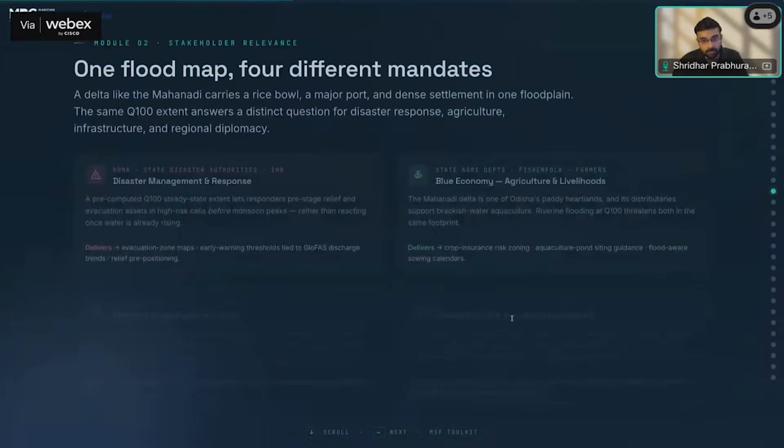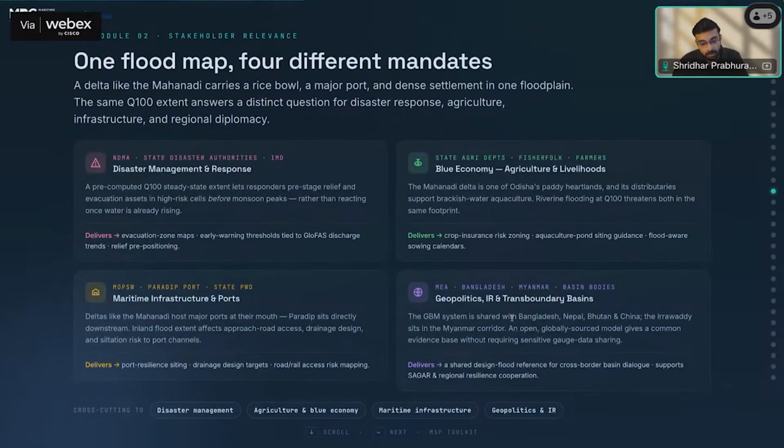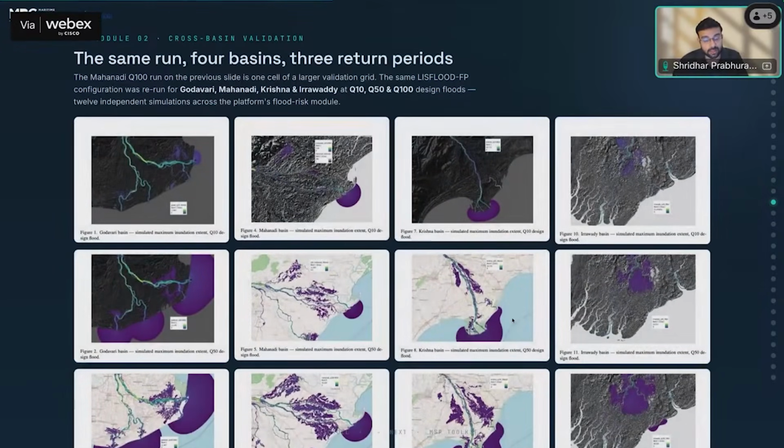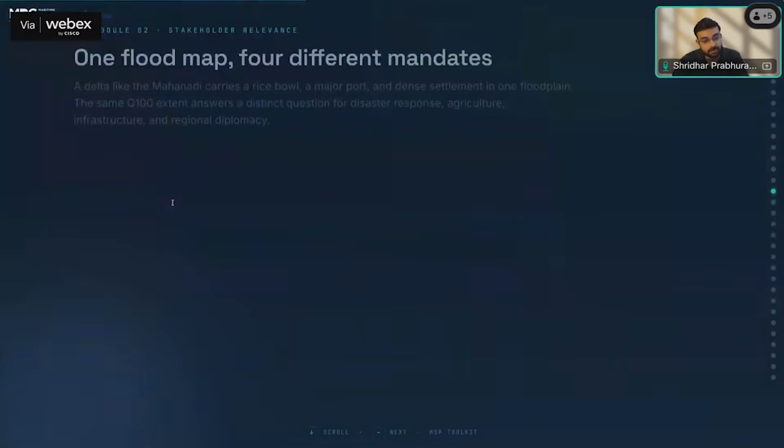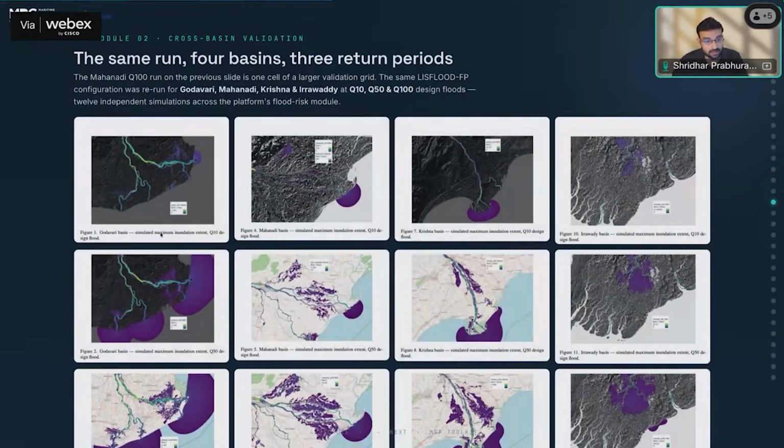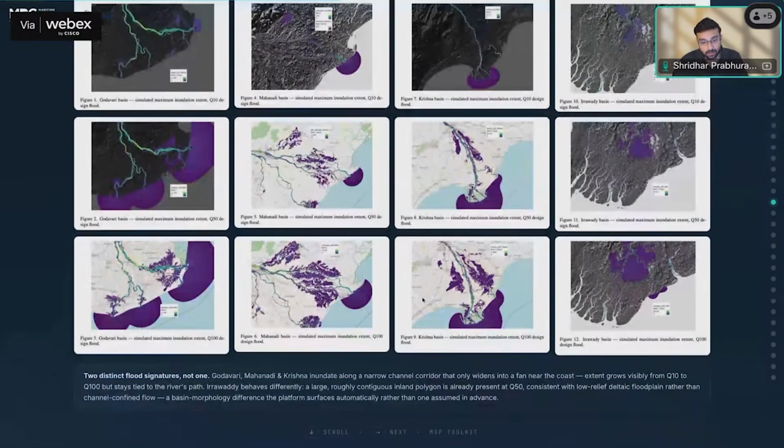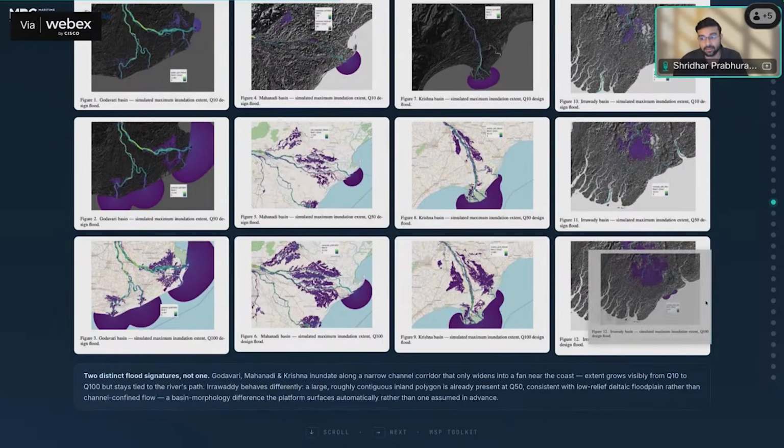Again, I took Mahanadi as a case study here to represent, but of course this applies across, including Brahmaputra and other rivers. So these are some of the simulation outcomes that we have across different water basins. This is Godavari, Mahanadi, Krishna, Irrawaddy, and so on and so forth. Again, we have put up a publication on top of this as well on our outcome.